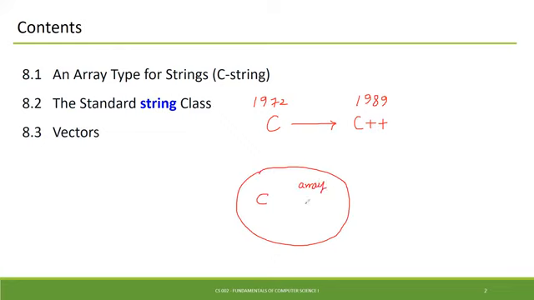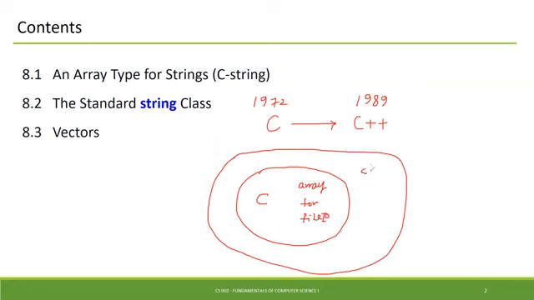C has arrays, C has for loops, and C has if statements. C has file IO. It has most of the topics we covered in this classroom. And in C++, the new concept, class, is added.